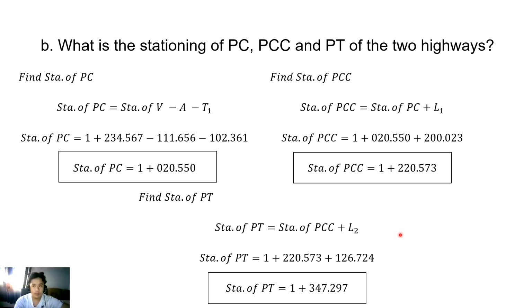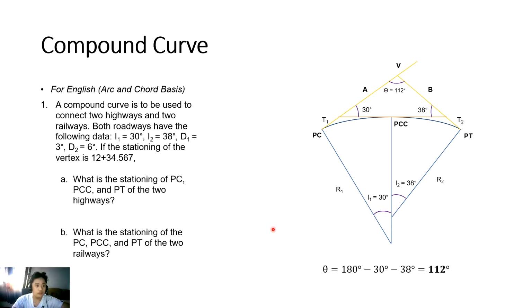For the next problem in compound curve, we have a compound curve is to be used to connect two highways and two railways. Both roadways have the following data. I1, 30 degree, I2, 38 degree, D1, 3 degree, D2, 6 degree. If the stationing of the vertex is 12 plus 34.567, what is the stationing of PC, PCC, and PT of the two highways? What is the stationing of the PC, PCC, and PT of the two railways?